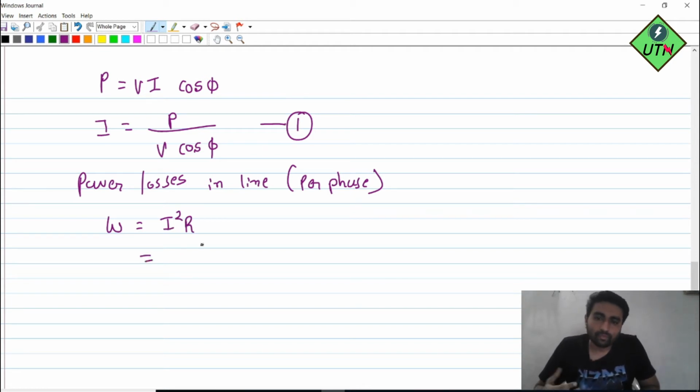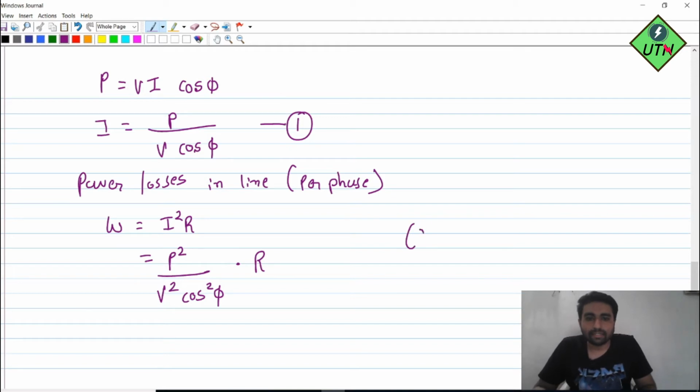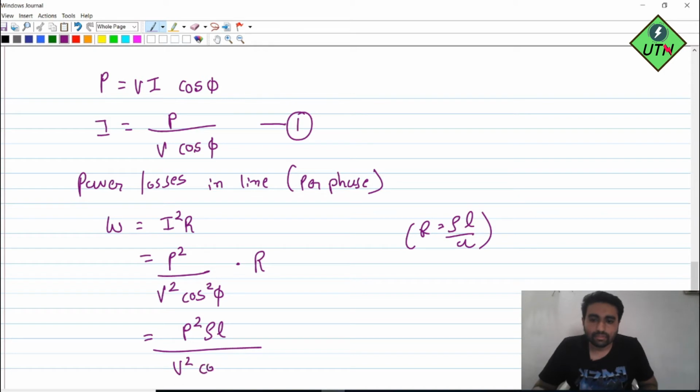If we put the value of I over here, then we can say it is P square divided by V square cos square phi into R. And R, we know, is rho L by A. So if we put the value of R, our W is going to be P square rho L divided by V square cos square phi into A. So this is our W.